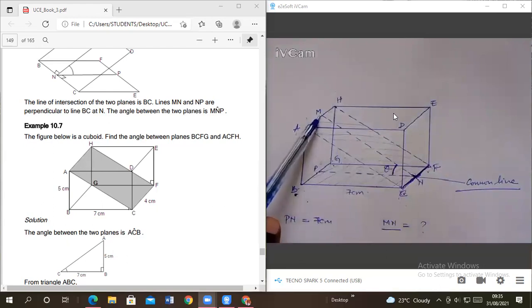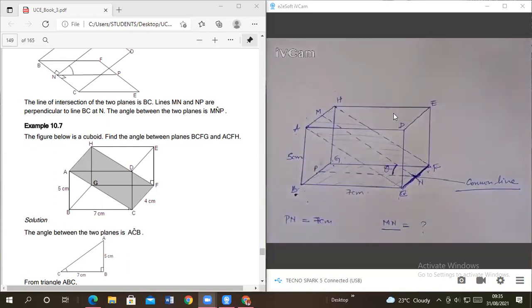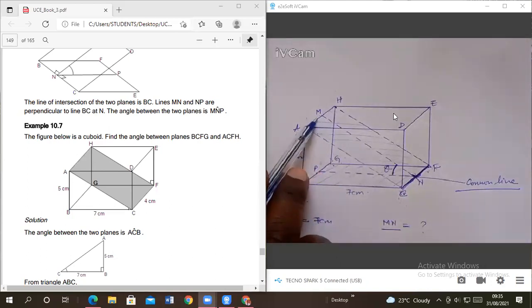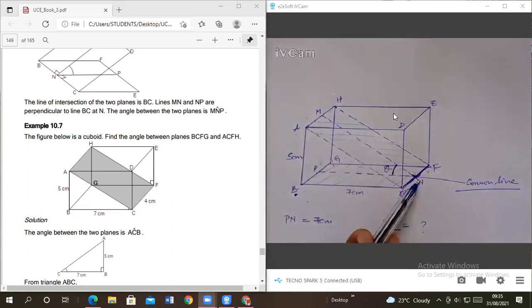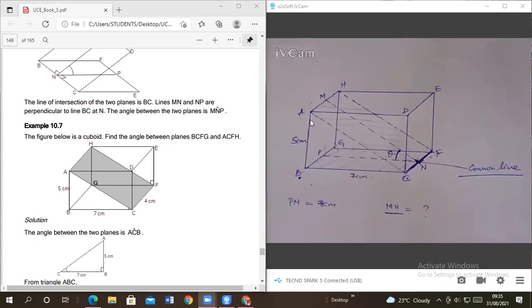So how do we find NM? To find NM, we shall find AC. Remember that this distance is 5 centimeters. Once we find AC, then AC will be equal to MN. So let us proceed and draw a right angled triangle ABCD and find AC, and AC will be equal to MN.